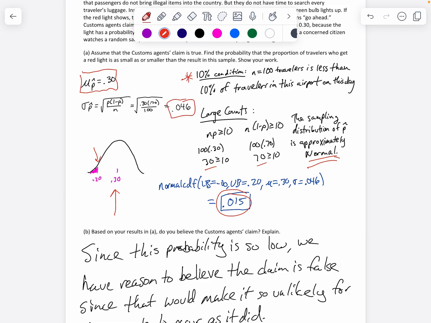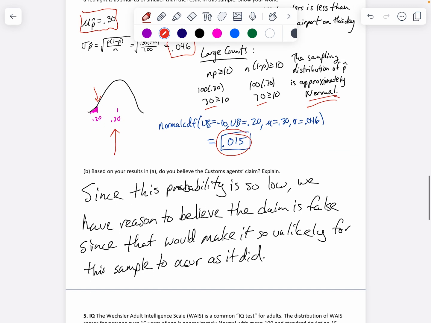We saw 20 out of 100. We saw 20% happen. And if it's so unlikely to get 20% or less, given the 30% claim, maybe we start to not believe the 30% claim. Now, if it was a higher percentage, we'd be like, oh, okay, this happens every so often, 1 out of every 5 times. But 0.015 is very rare, right? Less than 2% of the time.